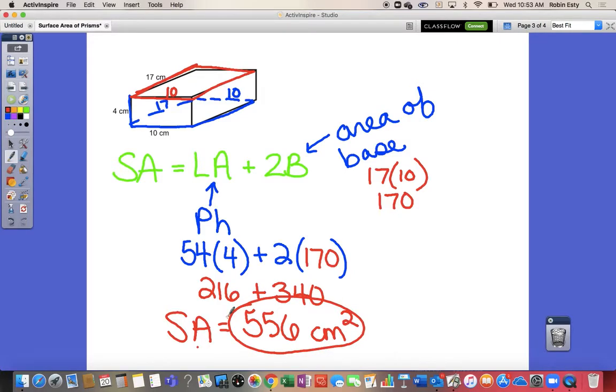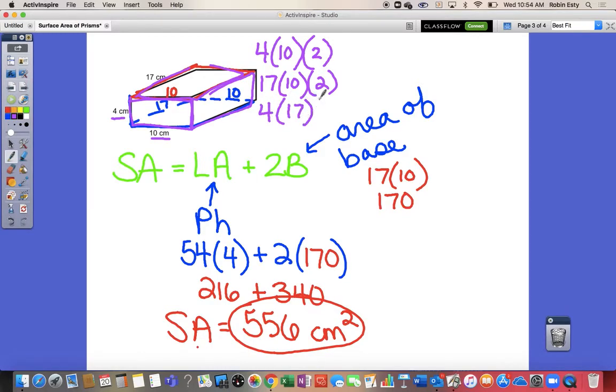Okay? Now the other way to do that would be to find the area of each one of those faces and add them up. So you could say, okay, I've got this side here, and that is 4 by 10. So I have 4 by 10, and I have 2 of those because there's another one on the back side. And then I've got this top part, we've already talked about that. That would be 17 times 10. And I've got a bottom just like that, so I'll multiply that by 2. And then the last side here would be this 4 by 17. And I've got 2 of those.